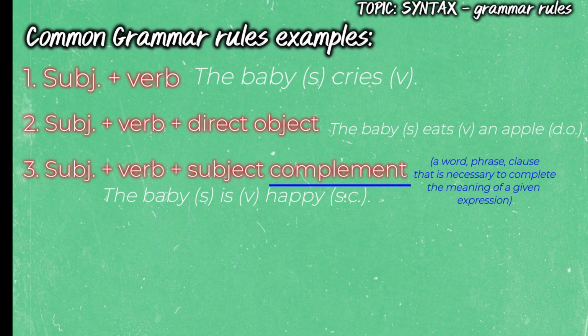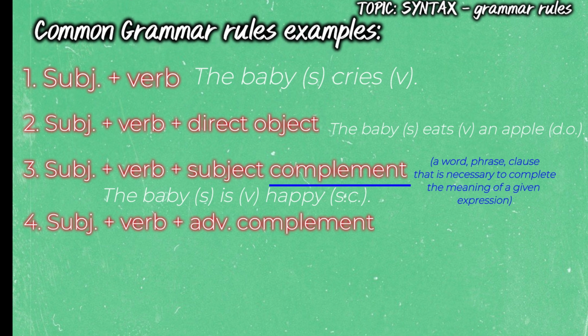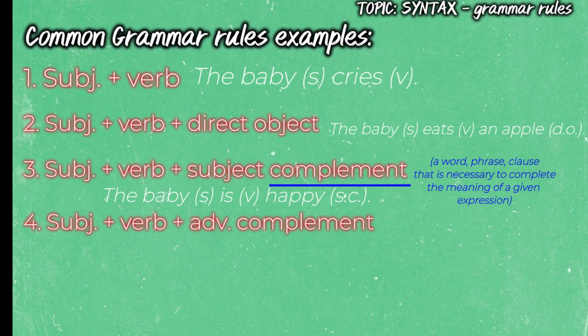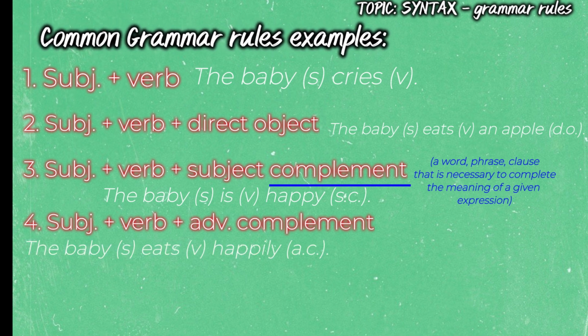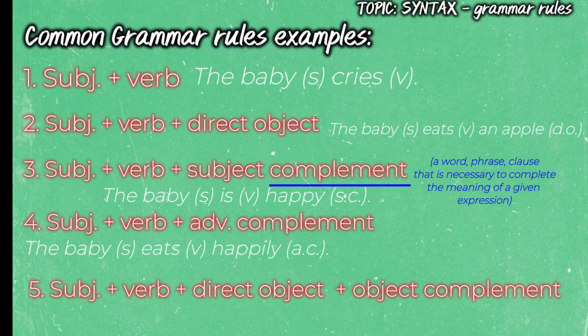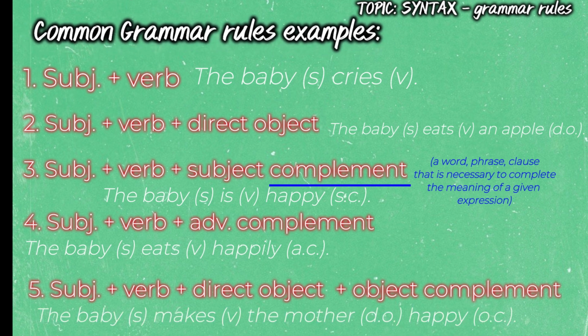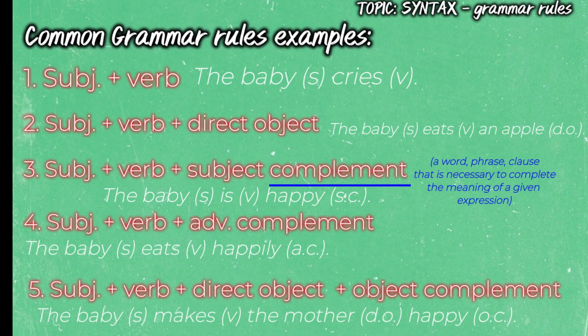Now, let's continue. Subject plus verb plus adverb complement. Example, the baby eats happily. Next, subject plus verb plus direct object plus object complement. Example, the baby makes the mother happy. Well, there are more rules, but like I said, let's just focus on the practical ones, the ones that we can actually use in our answers.